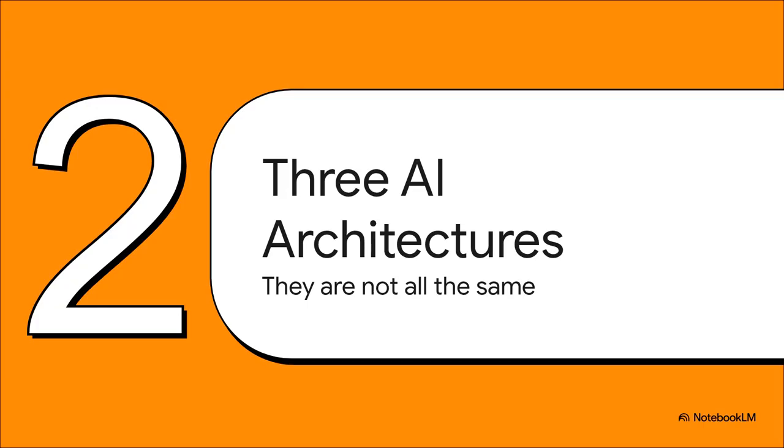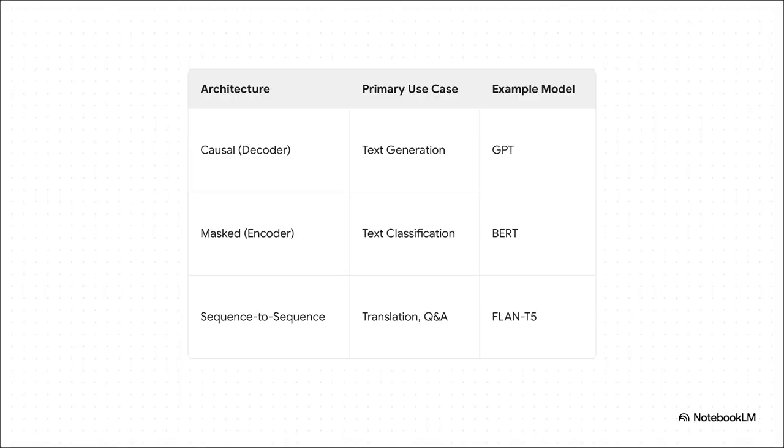But here's where it gets interesting. It turns out there's not just one way to build these prediction engines. There are actually a few different blueprints or architectures, and each one is built for a totally different job. This table breaks down the big three. First up, you've got causal models, and GPT is the famous one here. They're all about text generation. They only look at the words that came before to predict the next one, kind of like a storyteller spinning a yarn.